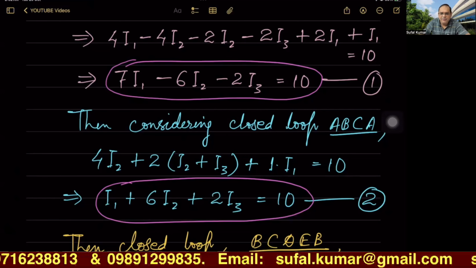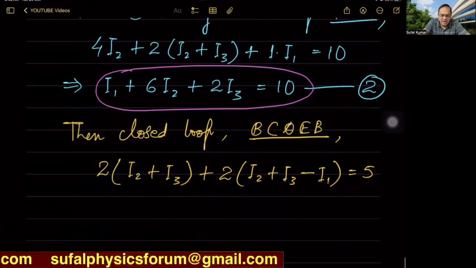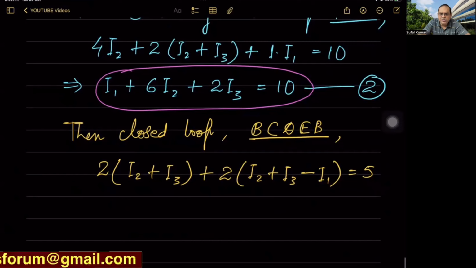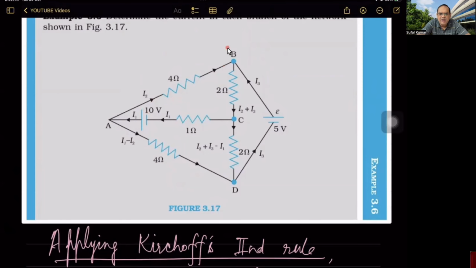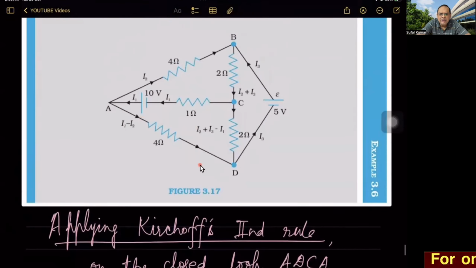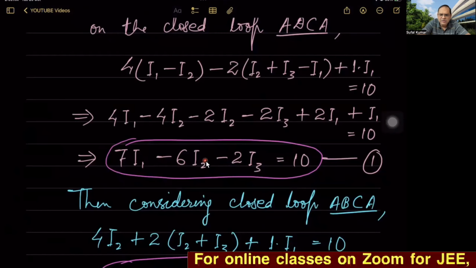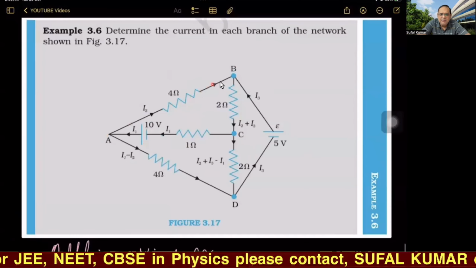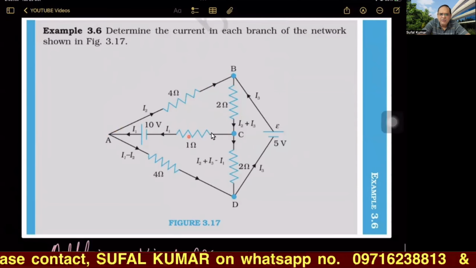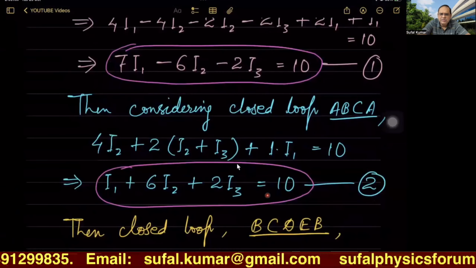Just now we saw equation number 1 and 2. Then after that, closed loop BCDEB. I'll show you, initially equation number 1 was ADCA. This is the equation number 1 which we obtained. Now ABCA, from here we get equation number 2, this one.